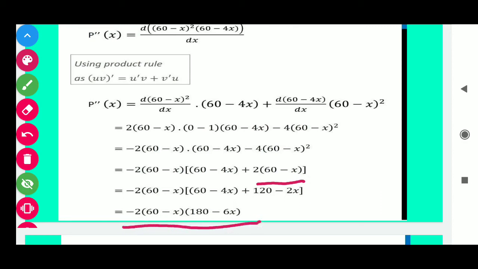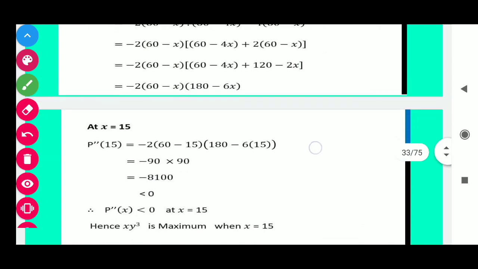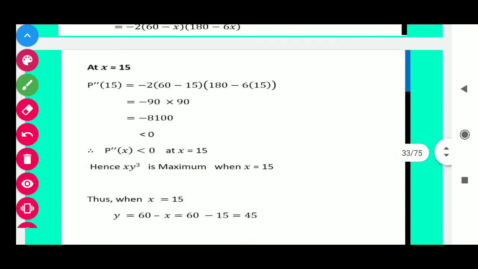Put the value x = 15 in this one. In this way we get the answer minus 8100. This is negative. So in this way the given function xy cube is maximum at x = 15, and to find the maximum value, put x = 15 in the given function. So in this way we get the maximum value as well, and here x is 15, then y becomes 60 minus x, that is 45.